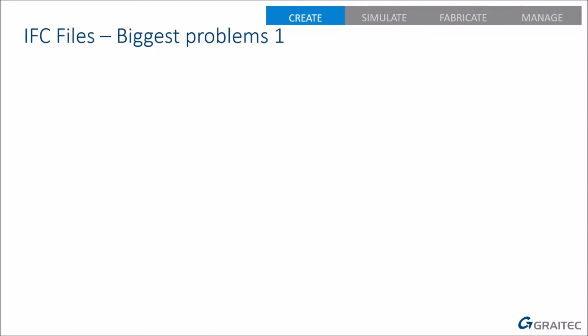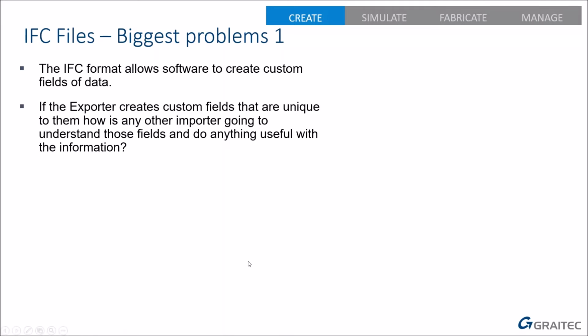The first big problem with IFC is that it officially allows anybody to create their own custom data fields. But remember, this is about exchanging information with other people. So if the exporter creates custom data fields, how's anyone importing supposed to know what that field means or what it represents? They're not going to understand any custom data, so those fields don't really do anything useful to share with other people. As such, I think that defeats the entire object of having a common neutral format, because other people can't read it.